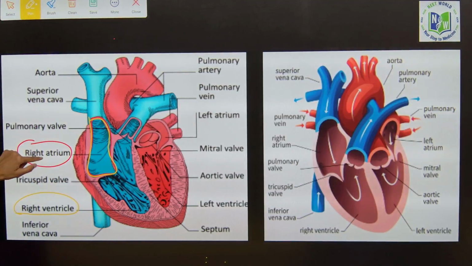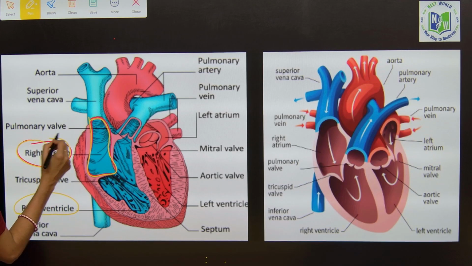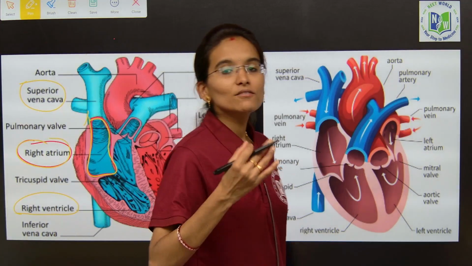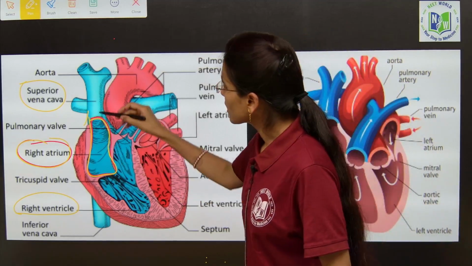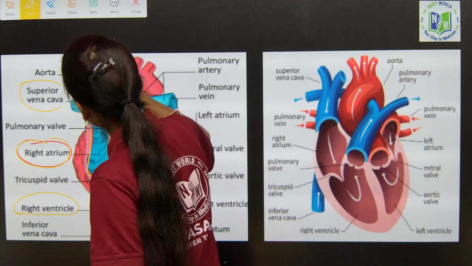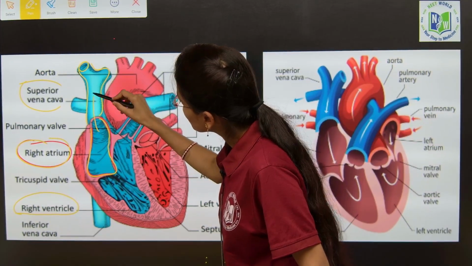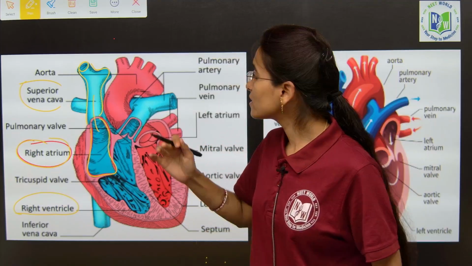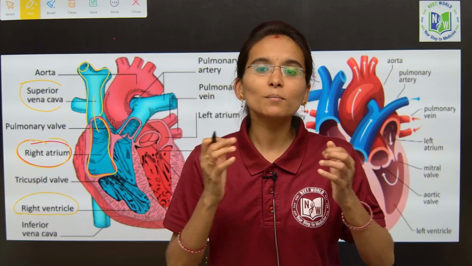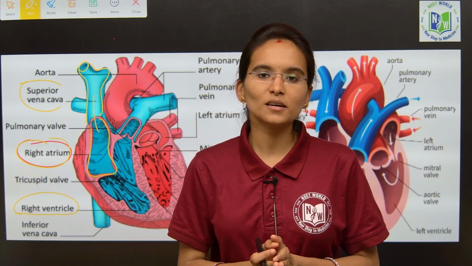Now the right atrium will open into the superior vena cava. This is the tube-like structure. Can you see this long tube-like structure? The right atrium opens into the superior vena cava, and the main function of the superior vena cava is to receive the blood from all the body parts which are located at the anterior side, my dear students.